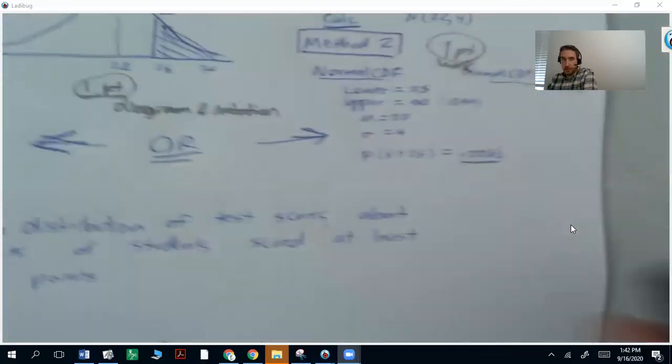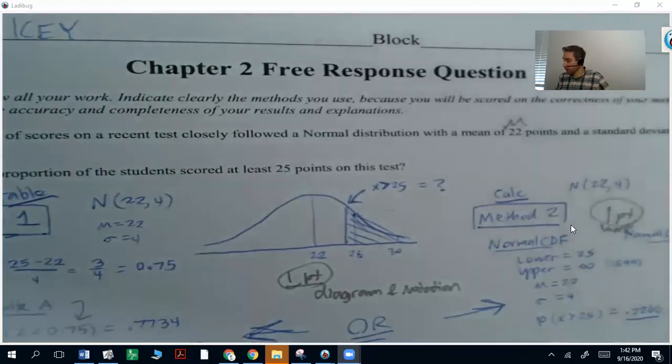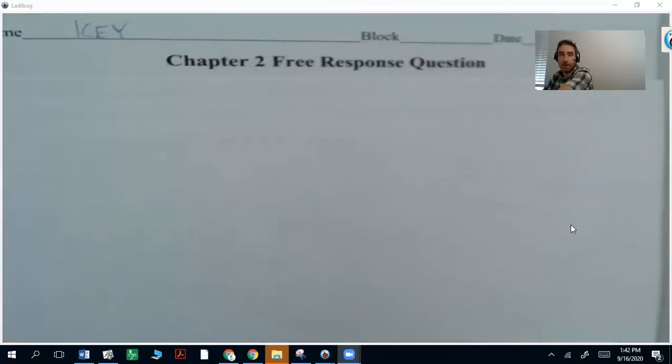All right, this is the Chapter 2 free response question posted to Canvas. I'm going to take a few minutes to go through each of the components to it. Let's start with Part A.